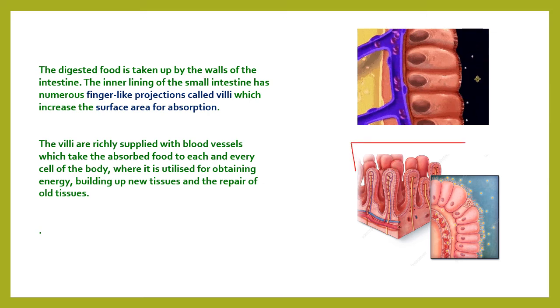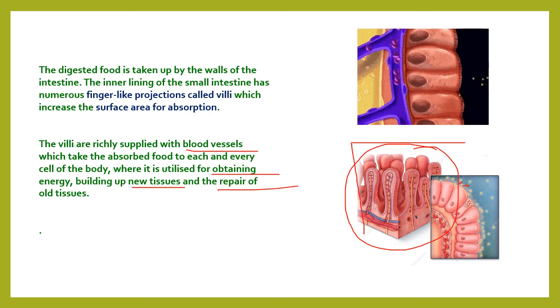Here you can see this type of structure, or this is the magnified structure of this portion, this one. So the villi are richly supplied with blood vessels which take the absorbed food to each and every cell of the body, where it is utilized for obtaining energy, building up new tissues, and repair of old tissues. Here you can see the villi, they are having rich blood supplies here. This and this one. Okay.